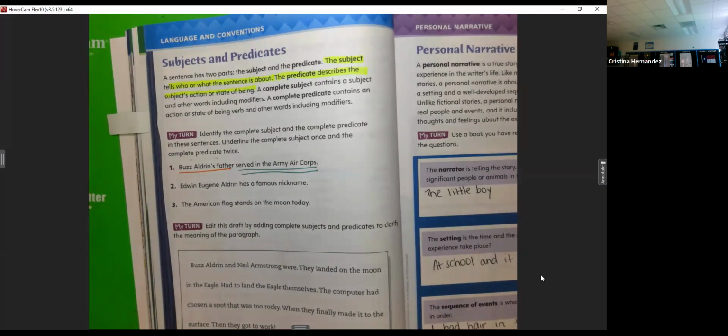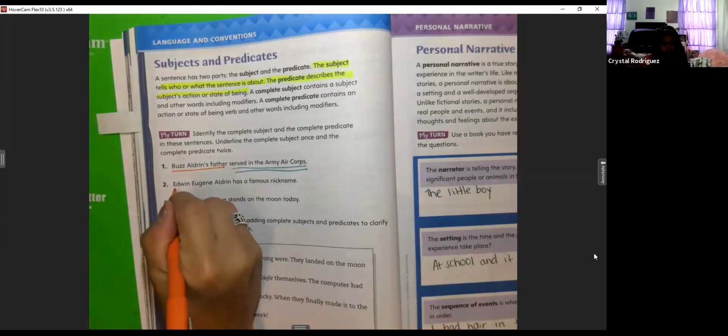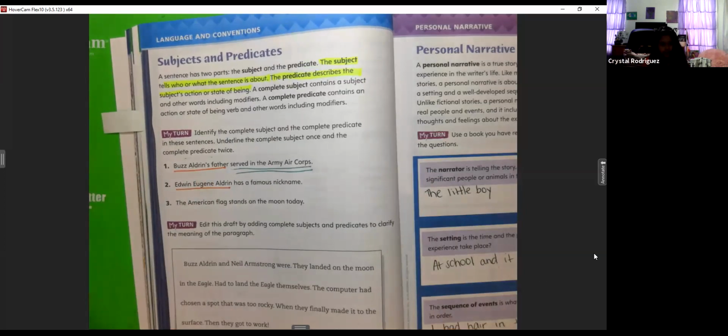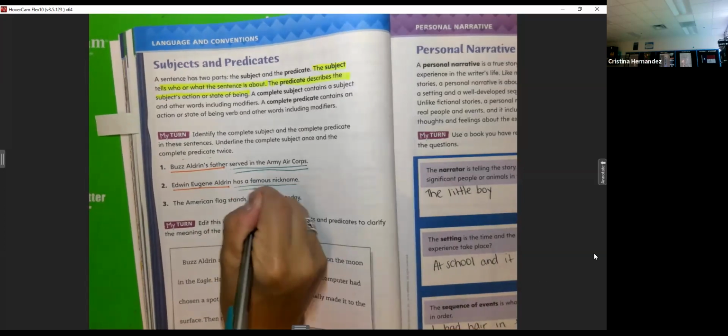Number 2, Edwin Eugene Aldrin has a famous nickname. What is the subject, or who's the sentence about? Edwin Eugene Aldrin. Yep. And the predicate is has a famous nickname. Bingo.